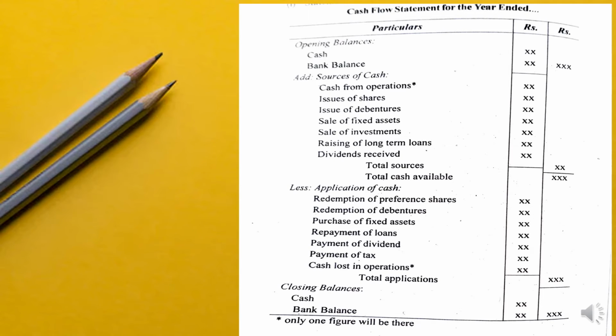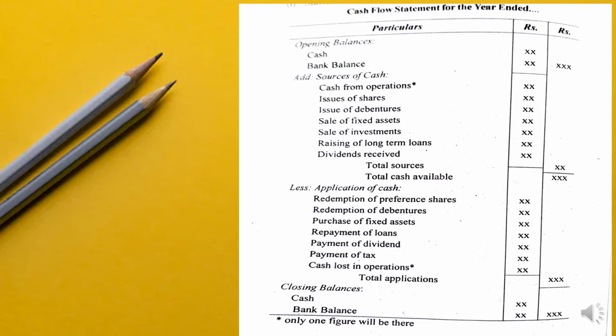We have two types of format for the cash flow statement. One is statement form, that is vertical method, which you are seeing on the screen. And the second one is account form or T form or horizontal method, which will be explained in the next slide. So here you can see they have given the cash flow statement for the year ended.